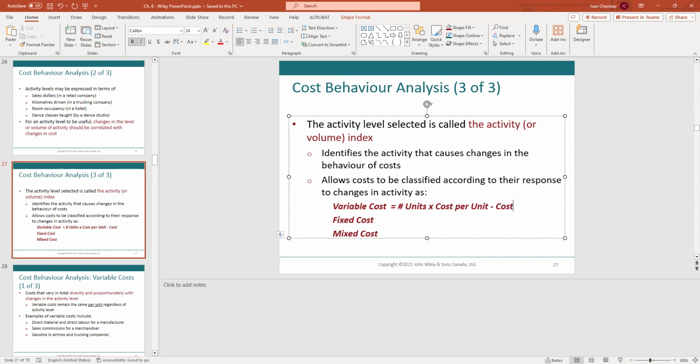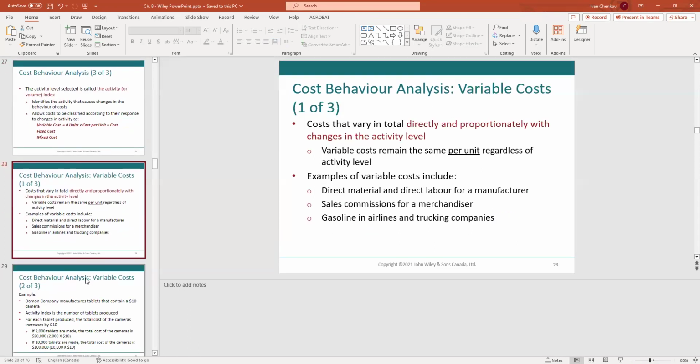So again, it's a mathematical function of two variables. One of them is the number of units, the other one is the cost per unit, and that's going to give you the cost. It's the same thing with the fixed cost, and the same thing with the mixed cost. Now the question is, what drives the cost? First, let's go with the variable cost.